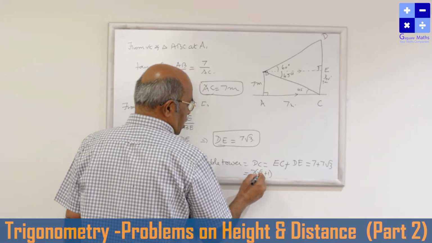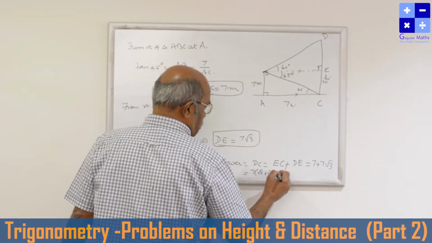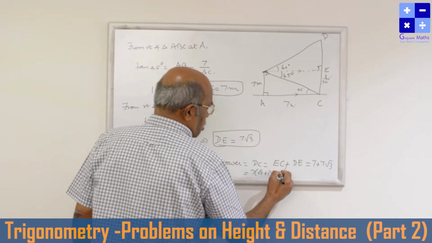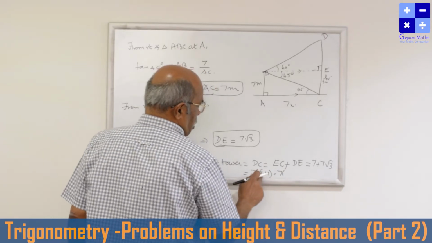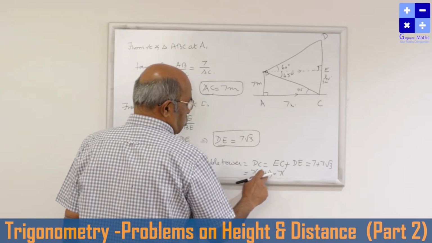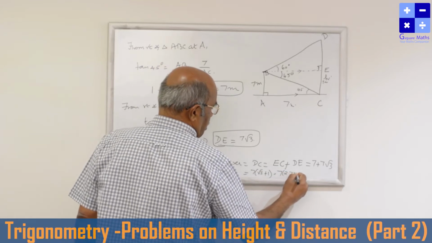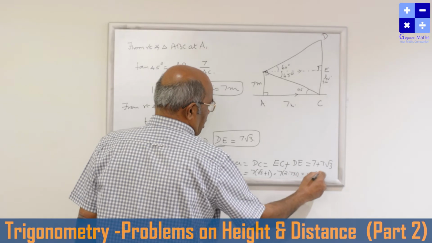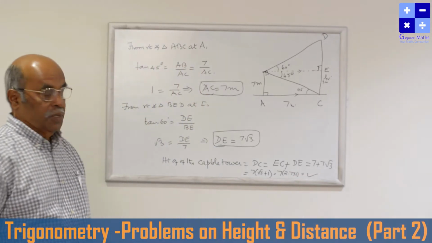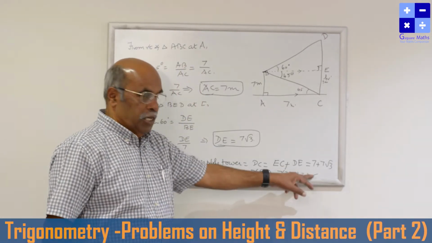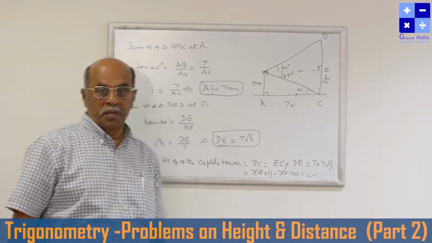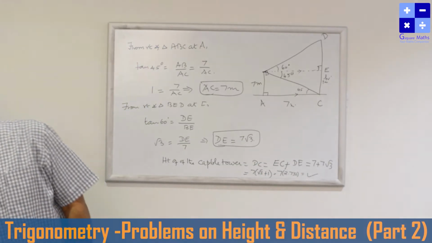If the root 3 value is given, substitute. Here in this problem, the root 3 value is given. So 7 into root 3 plus 1 is 7 into 1.732 plus 1, that is 2.732. Just multiply that and you will get the result. Hope it's clear. Let's check another problem.